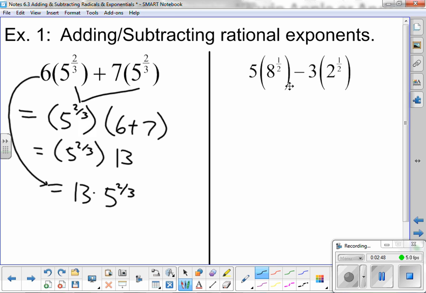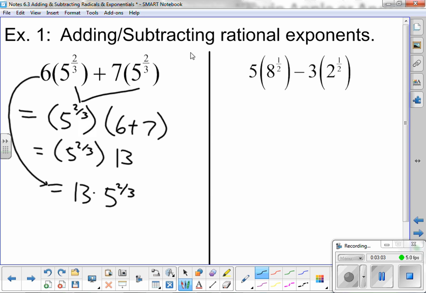So this one over here is a little bit different because we don't have like terms. They actually have an 8 and a 2, so even if we wanted to use the method of factoring to the front, we can't do that here because these two are not the same. So I'm going to show you guys two ways of doing this.